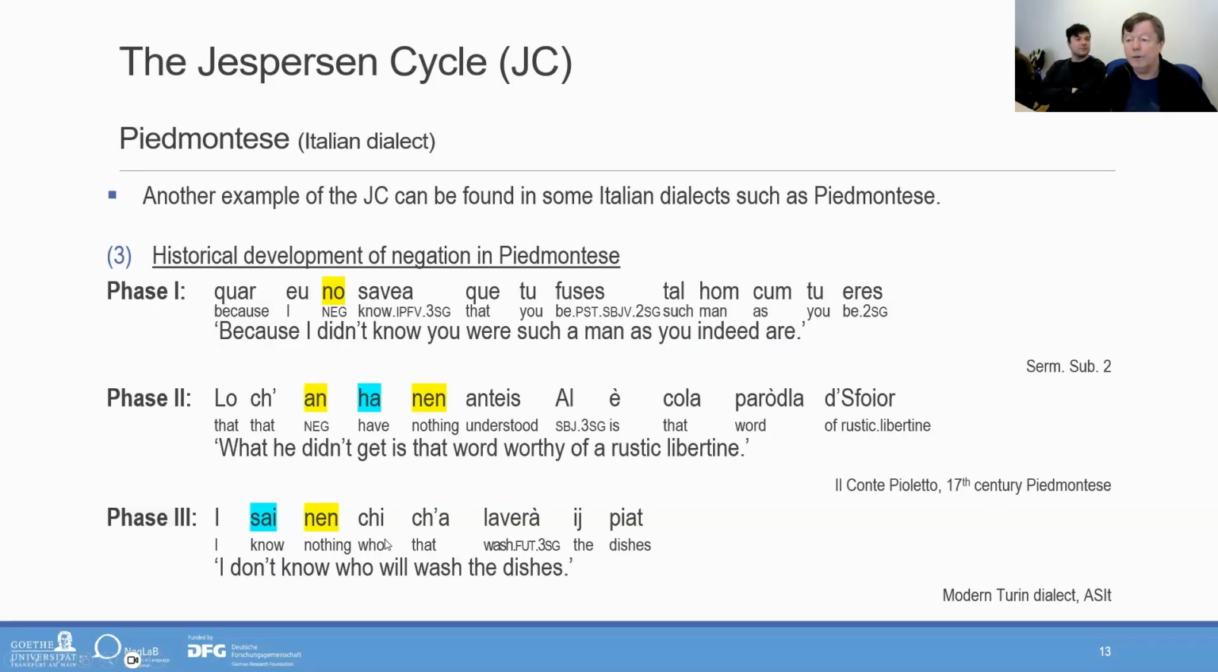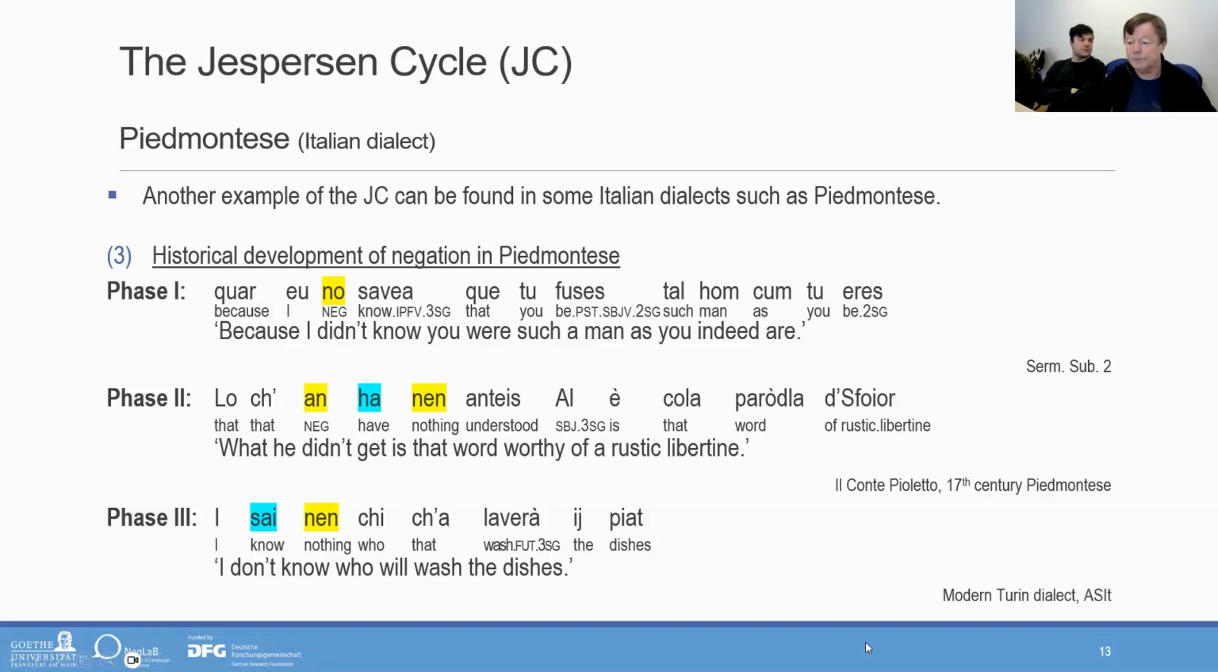Here's a further example from an Italian dialect, Piedmontese, where in phase 1 the original negation is no, which is then strengthened by nen. The nen is the bipartite negation, and the original negation disappears eventually, and only the new negator remains as in the modern Turin dialect.